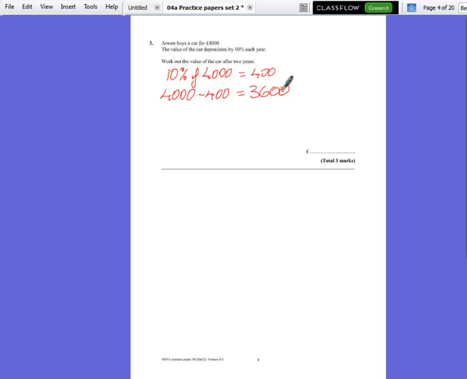The following year, it will lose 10% of this value here, so we need to work out 10% of 3,600 is 360, and then we need to take that off again. And if we take 360 off that, you get an answer of £3,240.